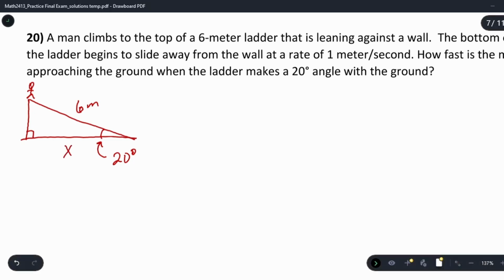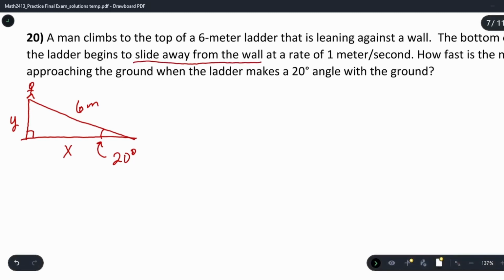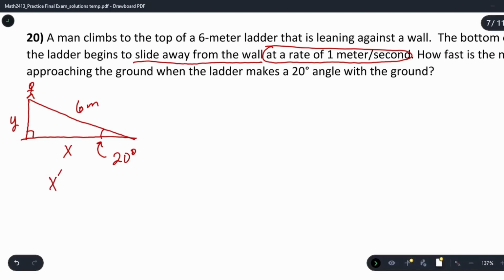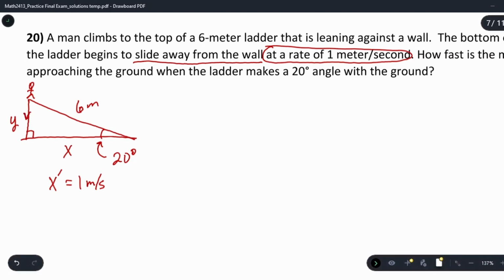I'm going to label this side X and this side Y, representing the X axis and the Y axis. What they give us, when it says that the ladder begins to slide away from the wall at a rate of 1 meter per second, is the rate of change of X, the derivative of X, or X prime. That is 1 meter per second. We want to know how fast the man is approaching the ground. That is, how fast this Y side is changing, and that is Y prime. That's what we're looking for.